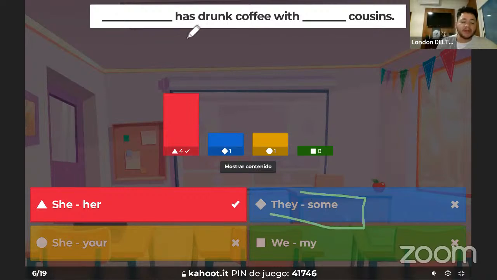But remember, we have has. So this sentence says, ella ha bebido café con sus primos. Entonces sería she, because we have has, her cousins. Por eso les decía que también puede ser esta opción, because a lo mejor ella bebió café con tus primos, with your cousins. So there is nothing wrong grammatically speaking about this sentence. So both are correct. Very well.